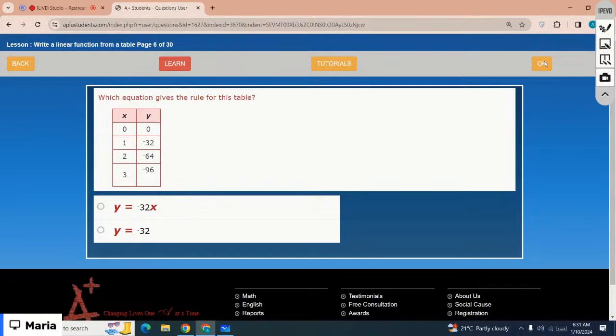The correct option is y equals negative 32x. Option number 1 is the correct option, right? Okay, you can complete the lesson by yourself later today. So let's just move on to the next lesson.